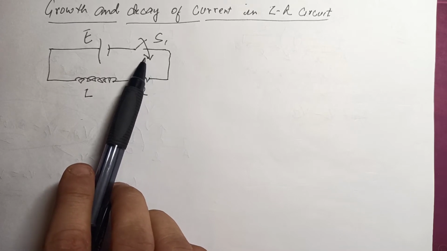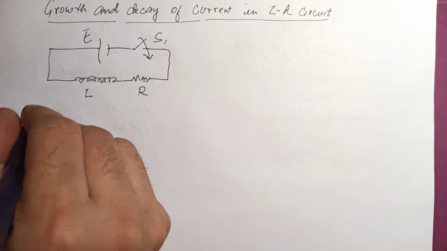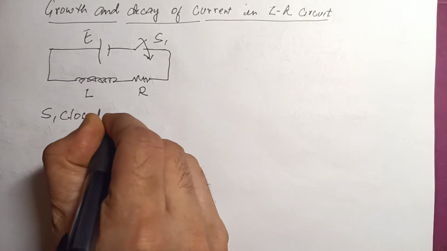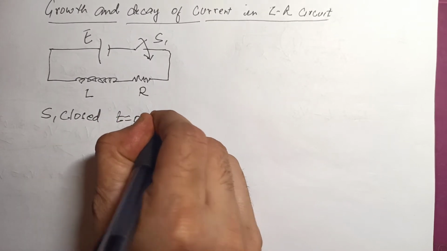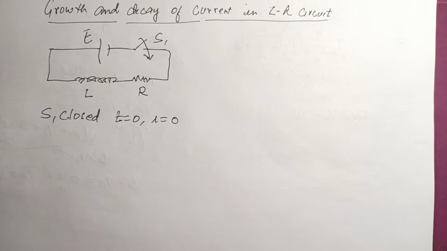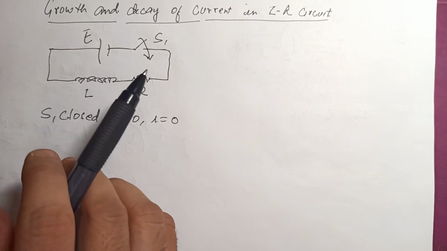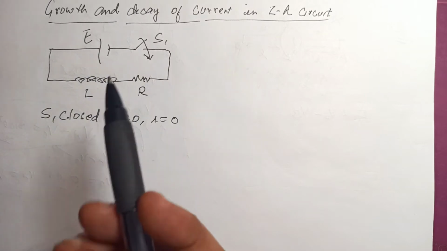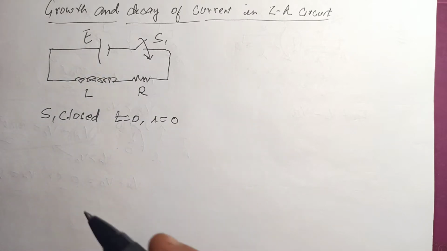Now when it is closed, when it just started, so I would say when S1 is closed, t is equal to 0 and I is equal to 0. So if there was no inductor, suppose in one scenario there is no inductor at all, what would happen is instantly the current would have reached the maximum value.